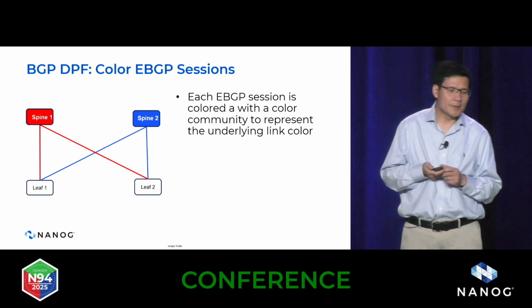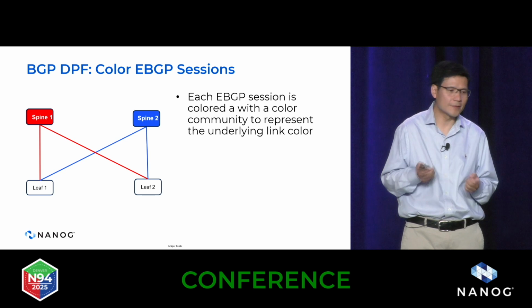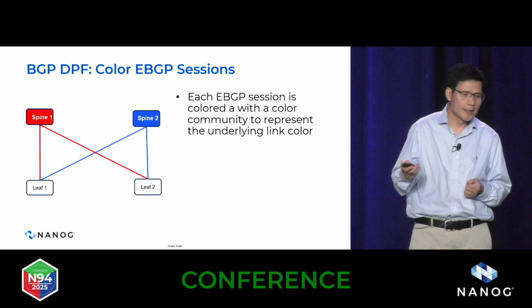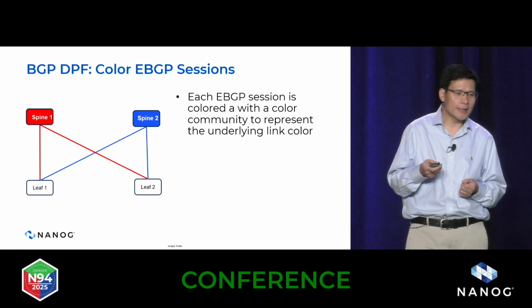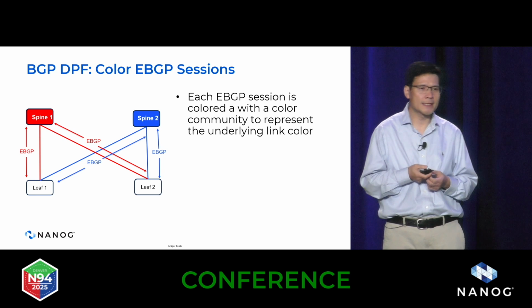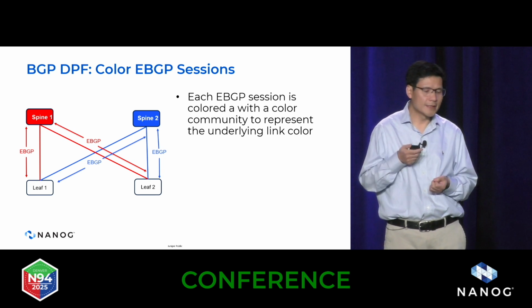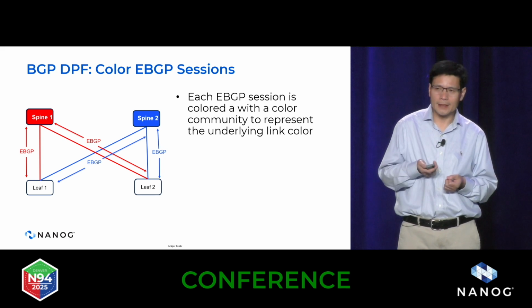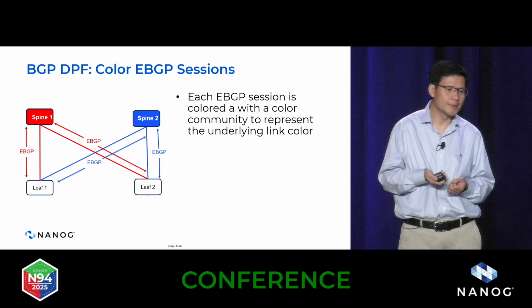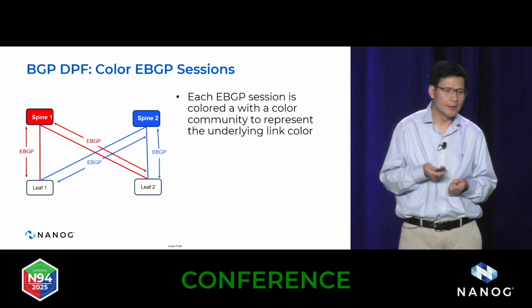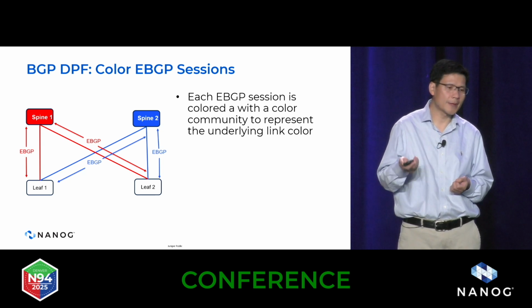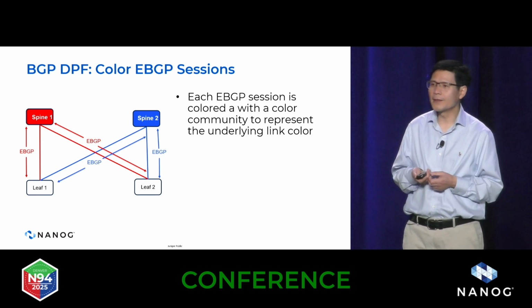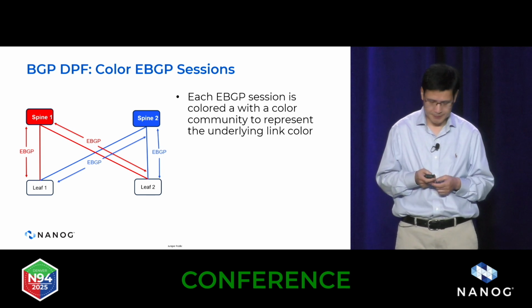Let's say in this simple example, we want to separate this physical fabric into two logical fabrics, a red fabric and a blue fabric. To do this, we color the EBGP session on top of the link. For example, here, if I want the link from spine 1 to leaf 2 to be red, I just color the EBGP session on top of this link as red. If I want to color the link between spine 2 and leaf 2 to be blue, I just color the EBGP session on top of this link as blue.